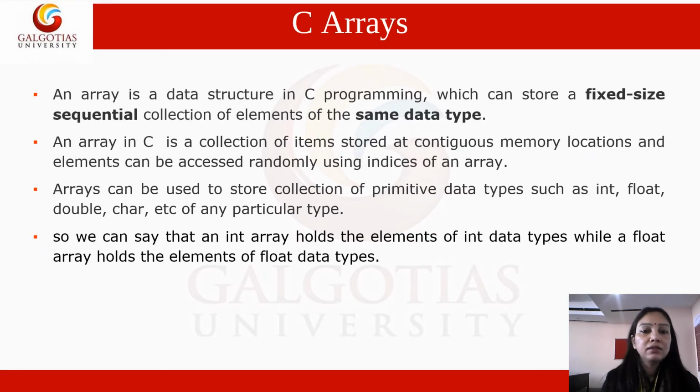An array is a data structure in C programming which can store a fixed size sequential collection of elements of the same data type. I am focusing here on same data type. In other words, we can define an array as a collection of homogeneous data elements. Homogeneous means same data type. So now you all understand what an array means.